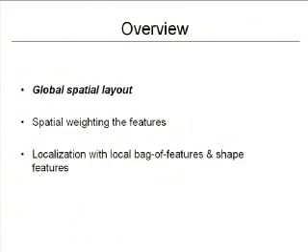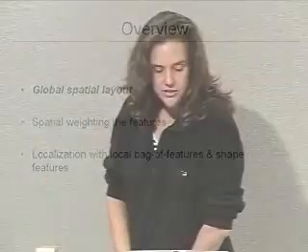But of course, it's an orderless representation, so what you really would want is to integrate spatial relations into this representation. And I'll present three different ways of doing this. The first one is to use a spatial global layout of the features. The second one is to weight the features spatially to reinforce the features which belong to the object. And the third one is to use local bags of features combined with shape information to do localization, so to go beyond the classification task and to do localization.